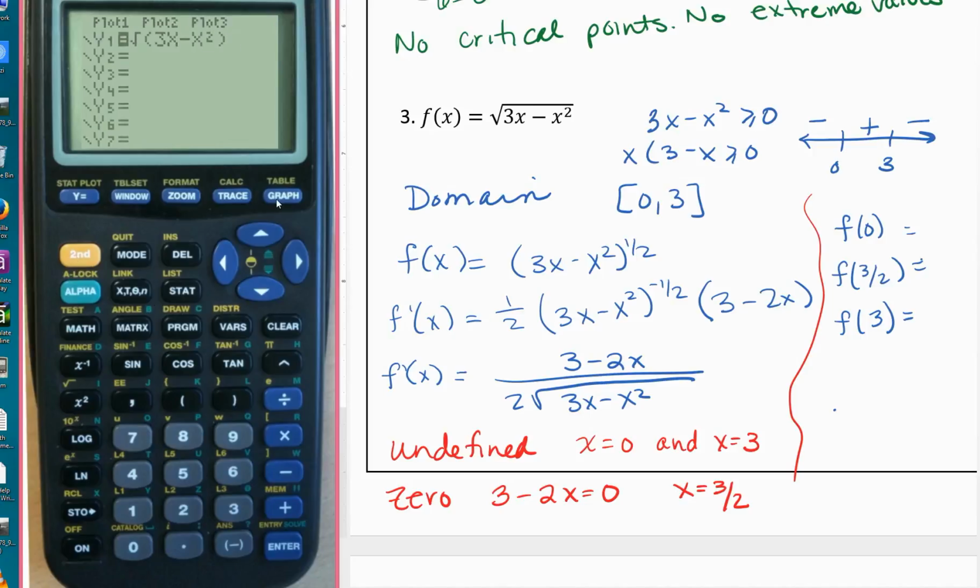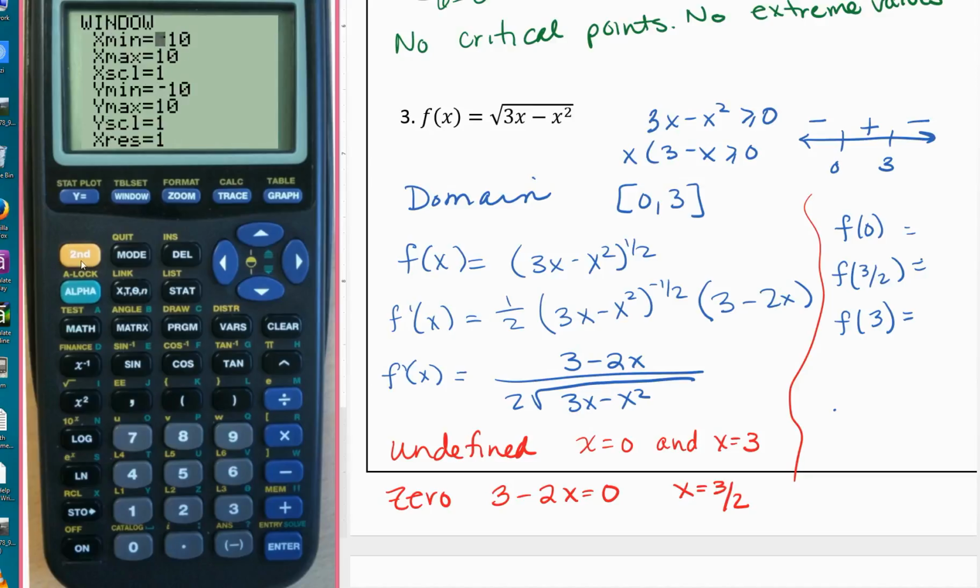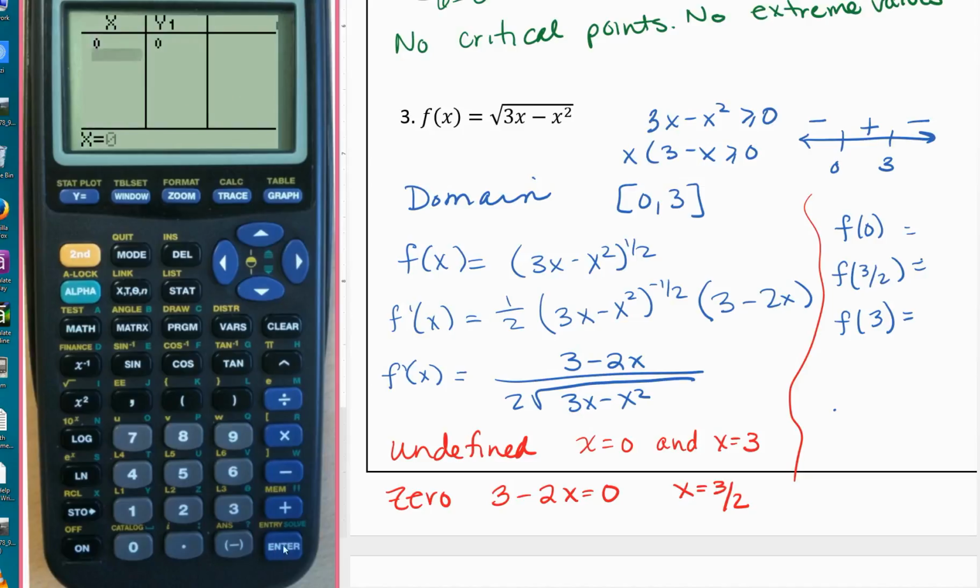And go to the table. And I'll put this on ask so I can put in the values I want. Okay, so if I put in 0, we get 0. And we know 3 is 0 as well. So if I put in 3/2, you get 1.5.